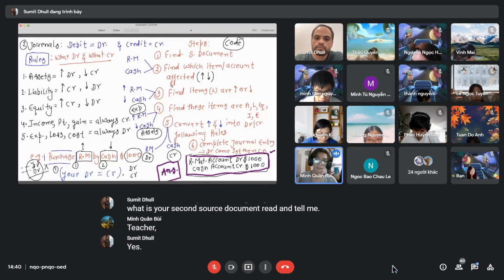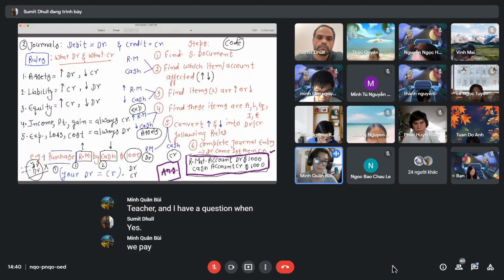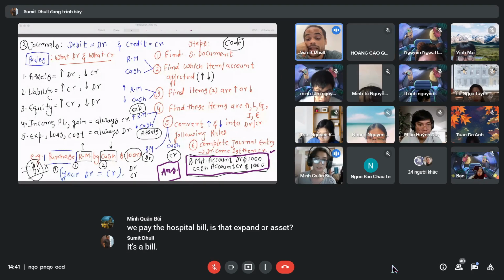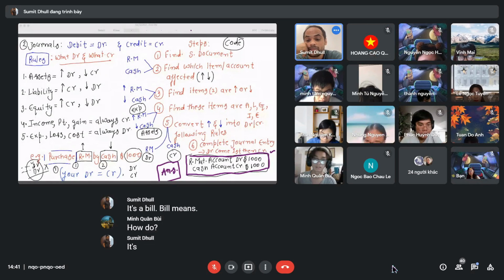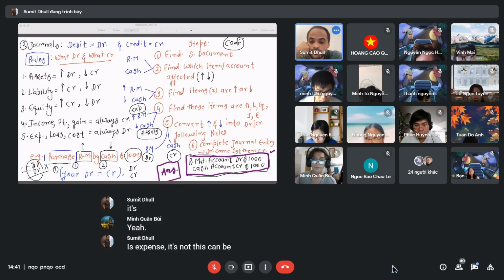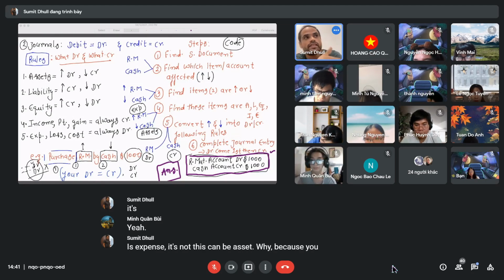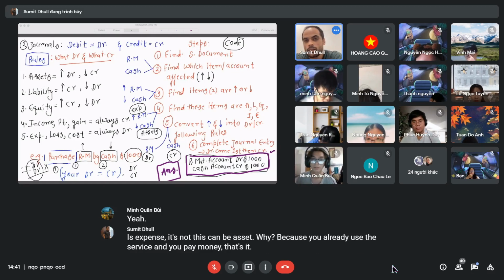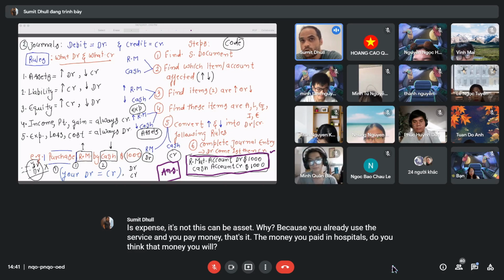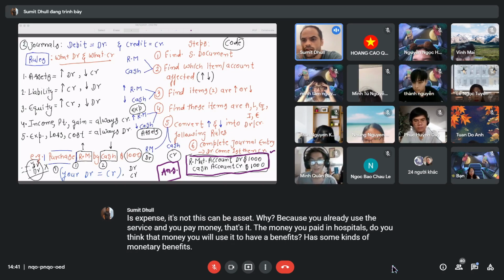Teacher, I have a question. When we pay the hospital bill, is that expense or asset? It's a bill. Bill means it's an expense. Why? Because you already used the service and you paid money. The money you paid in hospitals, do you think you will use it to have some kind of monetary benefits? No, of course not. Think from the company point of view.